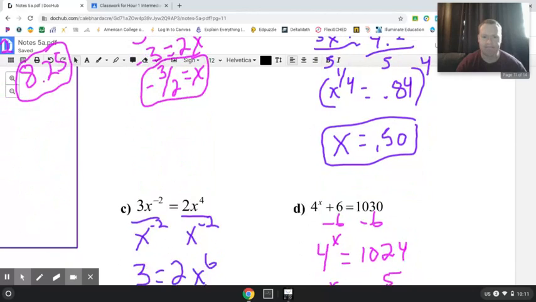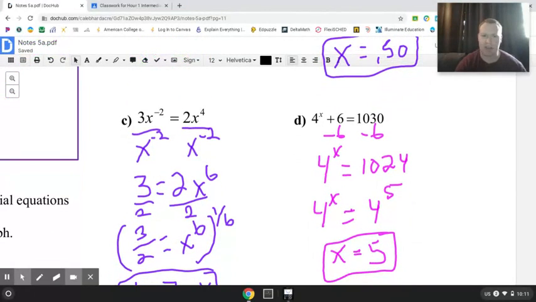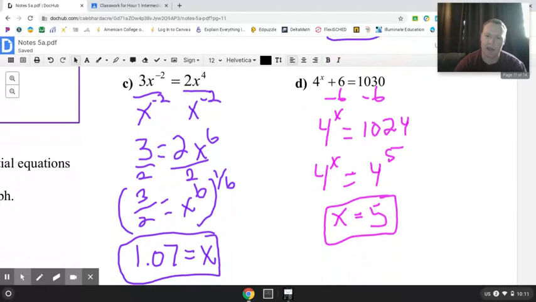For C, this one was a little challenging because we had x's on both sides being multiplied by a number. So the first thing that I would do is I got rid of that -2 on the left by dividing, because remember we're multiplying by 3, so the opposite of multiply is to divide. So then I have x to the 4th, and then x over x to the -2nd. So 4 minus -2 gives me a +6. That's why I moved the -2. And then I just divided by 2 to the other side, so I got 3/2 equals x to the 6th. And then I can reciprocate and get 1.07.